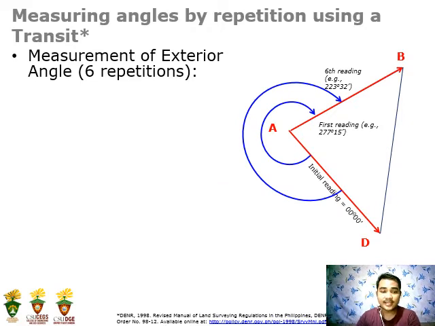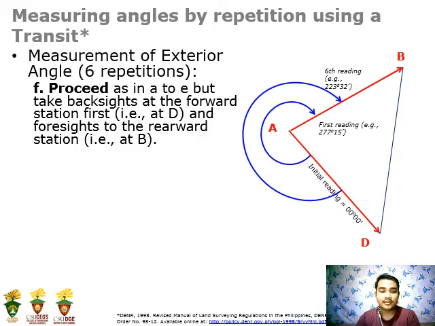Alright, so pagkatapos sa interior, sa exterior na ta mo-punta, ang exterior angle. So proceed as in the procedure of A to E, kaya sa ganina sa interior angle. And foresight and rearward to station B. Kung imong backsight is D, karon ang imong foresight is B. So backsight kay D, tapos padulong sa B. Again sa interior kay B, padulong kang D.